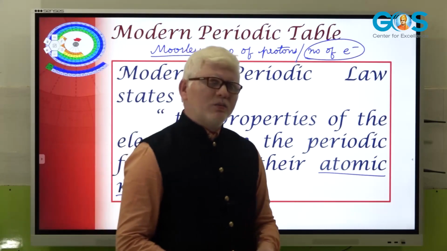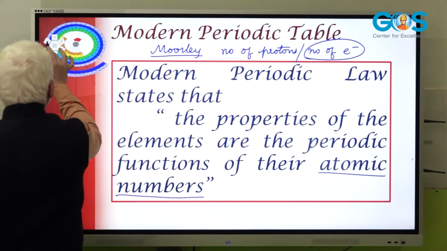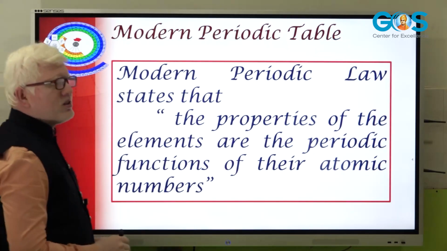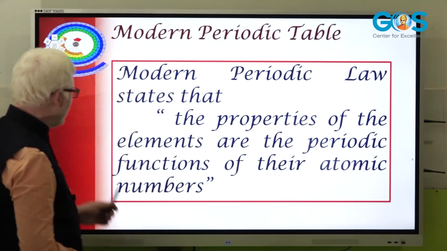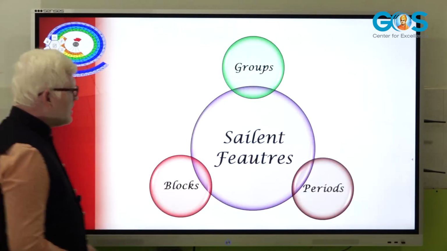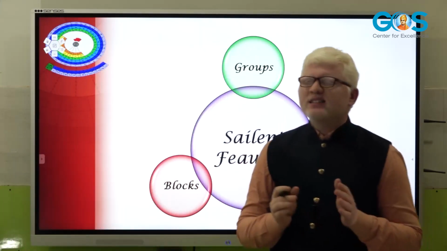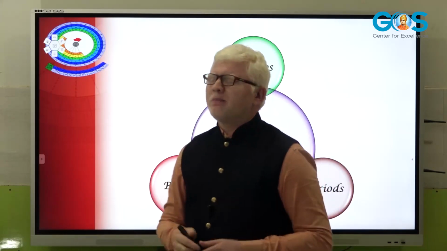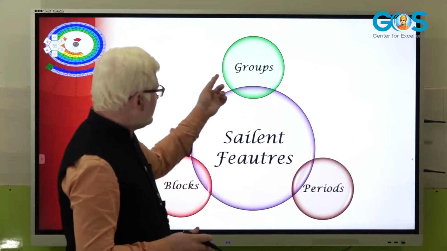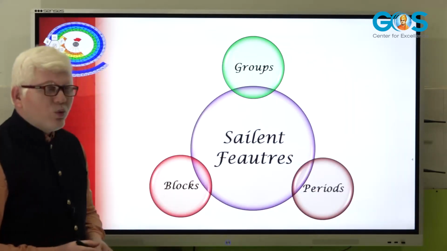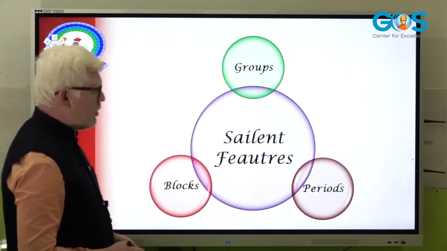We designed the modern periodic table already. Now let us enter into the modern periodic table. Let us learn more about it. Are you ready? It's a very interesting topic. First, we are going to learn the modern periodic table through its salient features. Under salient features, we have three things to be discussed. One is groups, second is periods, and third is blocks.